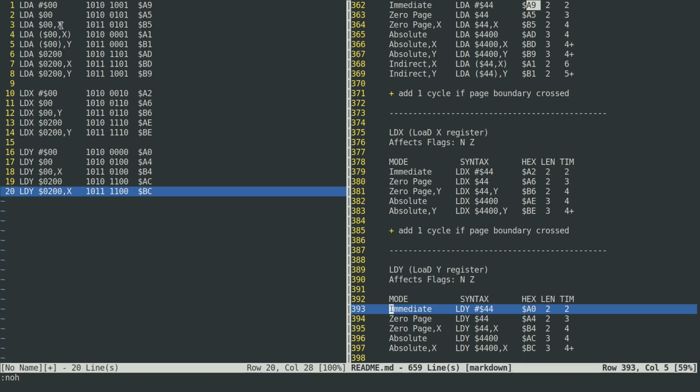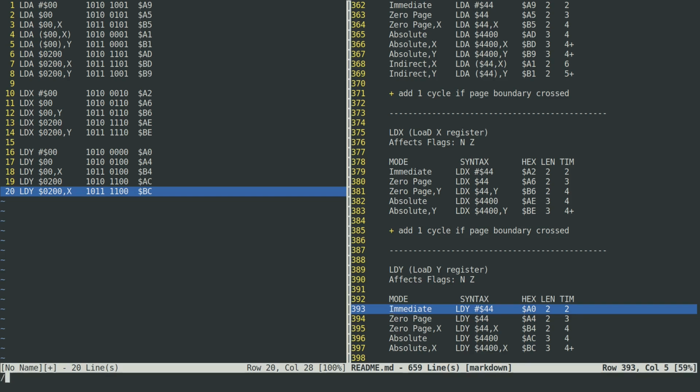Zero page indexed by X, B5, which is correct. Indexed indirect, this one is A1. Indirect indexed B1, which is correct. LDA absolute AD. Absolute AD, absolute indexed by X BD, and absolute indexed by Y is B9. And this is it. So LDA has been encoded properly.